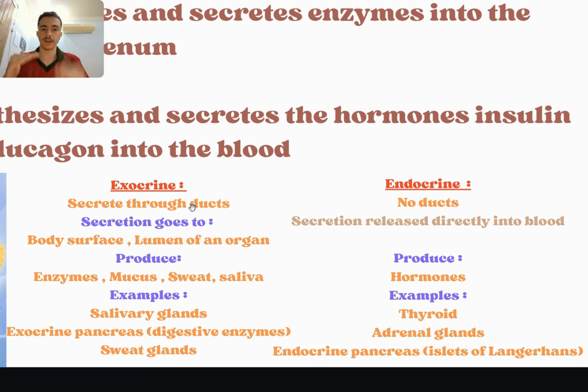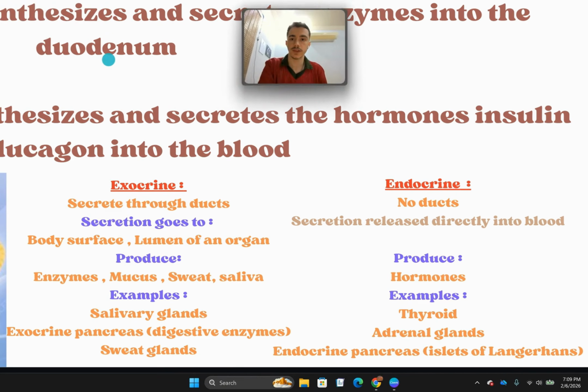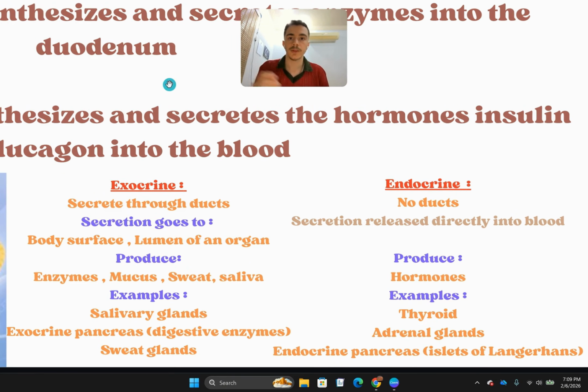Let's go directly. Exocrine is secreted through a duct. Exocrine means there's a duct. Secrete to go to what? To the body surface and lumen of an organ. That's why we said duodenum, as you can see here, to an organ. Also, produce what? Produce enzymes, mucus, sweat, and saliva. Examples like the salivary gland, as we talked about it, the duct, the intercalated duct, interlobular duct, exocrine pancreas with digestive enzymes, and sweat glands.